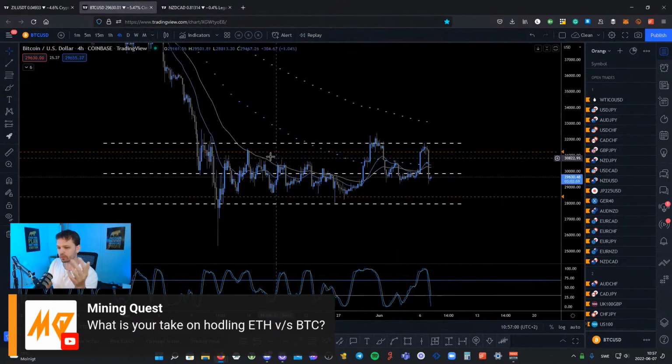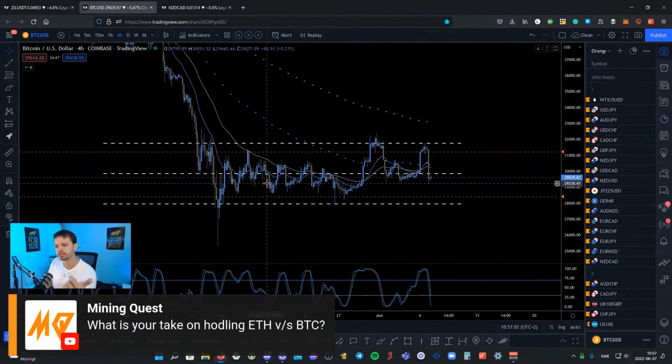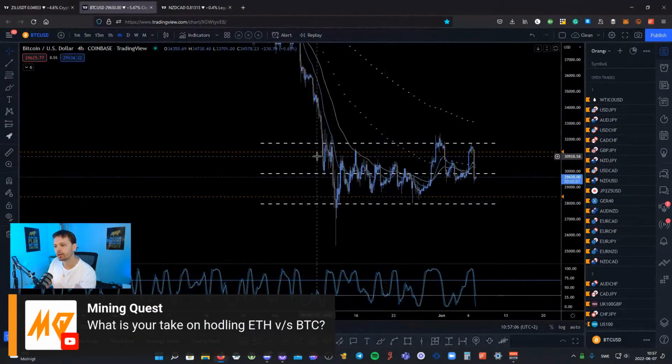If I would be holding Bitcoin and crypto right now, which I'm not, because for me it makes no sense to be holding an asset that's in a downtrend in the bear market. I would rather buy when there's confirmation.